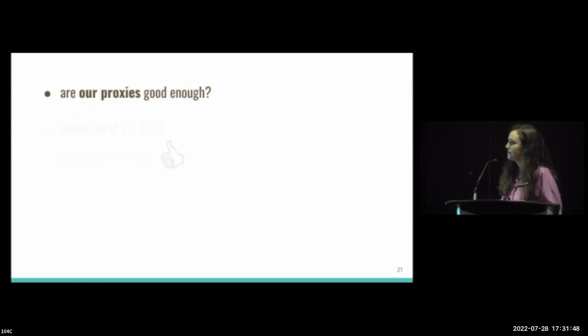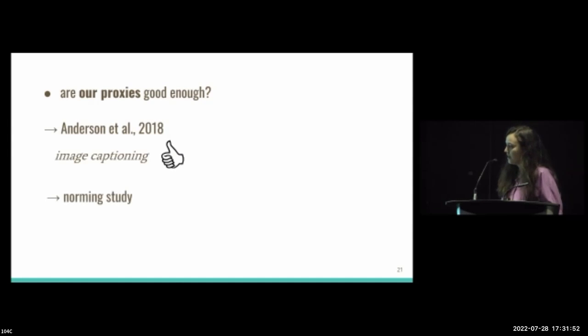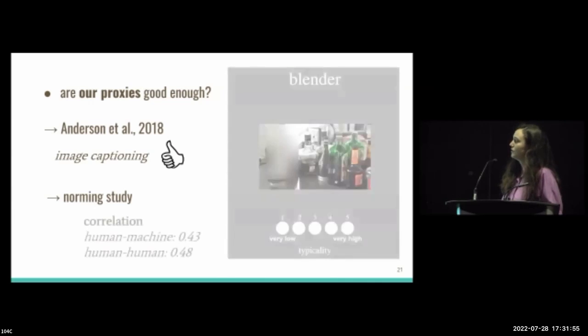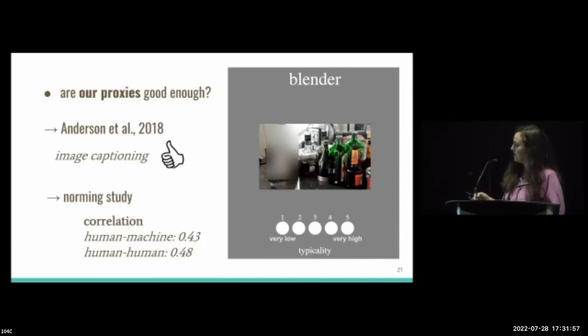Besides the evidence from computer vision, we also ran a norming study, asking people to give a score for how typical a context was. In this case, people were seeing a target object that was blurred, and this was the global scene, and the name appeared above. So they were asked to say how typical this scene was for an object named Blender. In this case, let's say low.